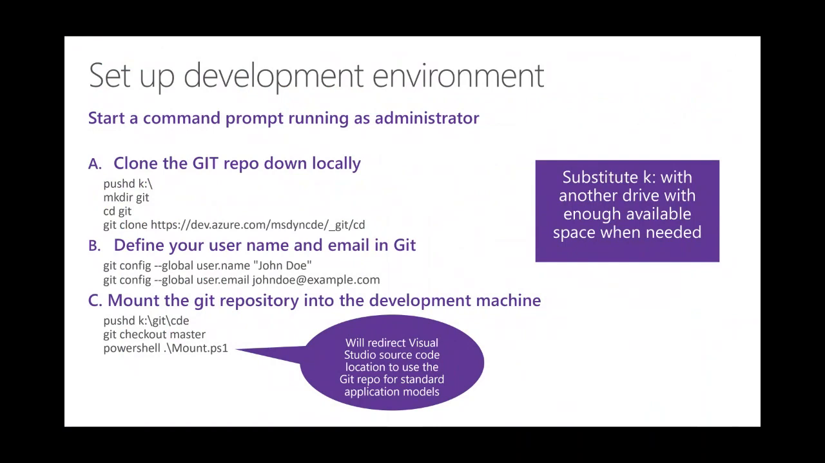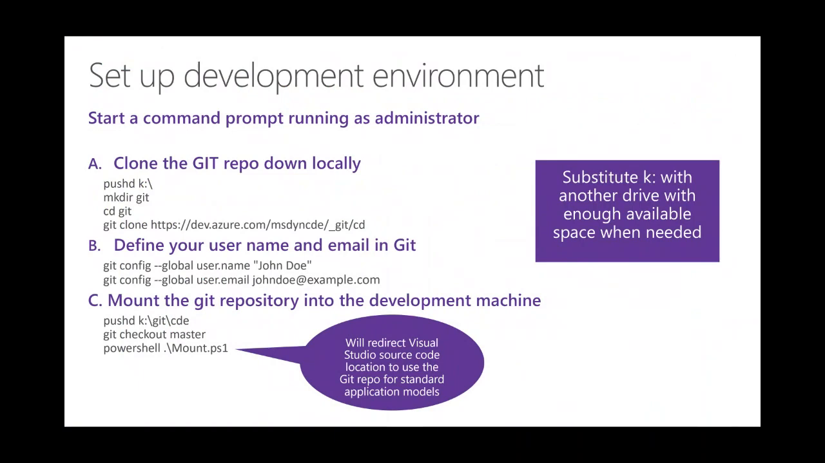Setting up the development environment, there's a couple of steps you need to do. The first step that you see under bullet A is that it will clone down the Git repo files. And once you have done that, you need to configure your username and email with the commands in bullet B. And finally, you execute a set of commands for mounting the repository into your development machine.